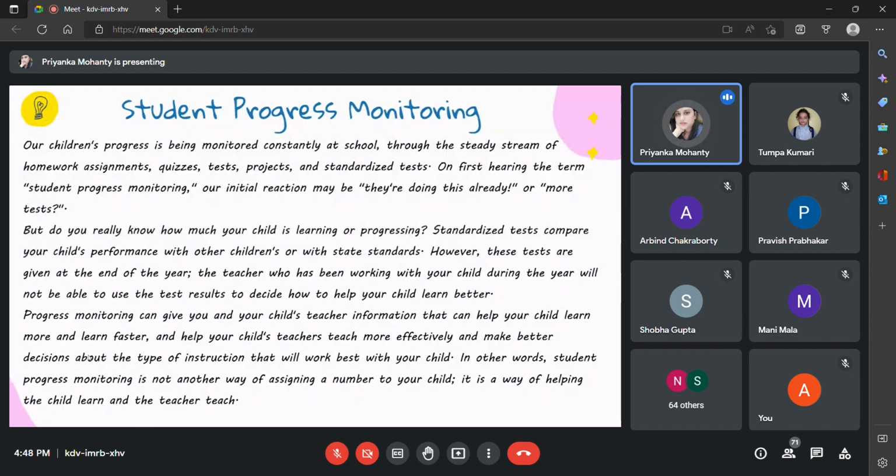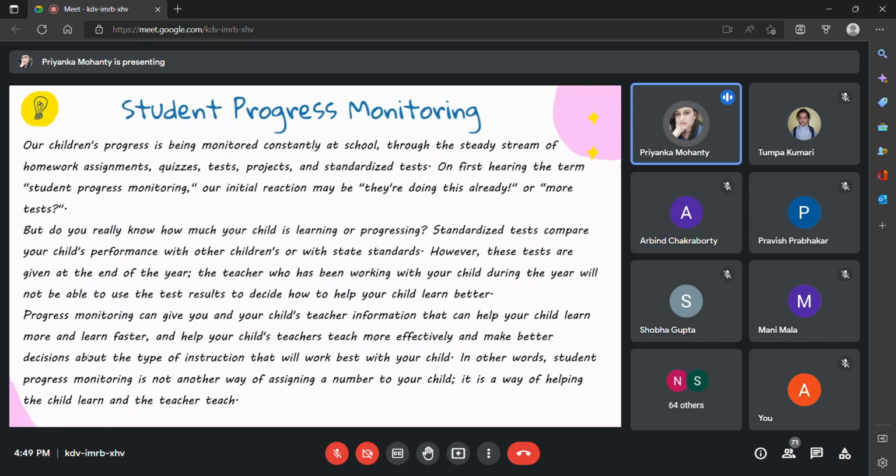Student progress monitoring. Our students' progress is being monitored consistently at school through a steady stream of homework assignments, quizzes, tests, projects, and standardized tests. But do you really know how much your child is learning and progressing?